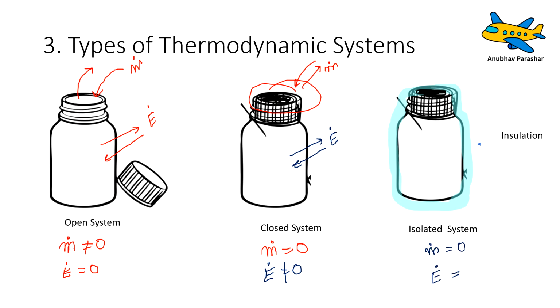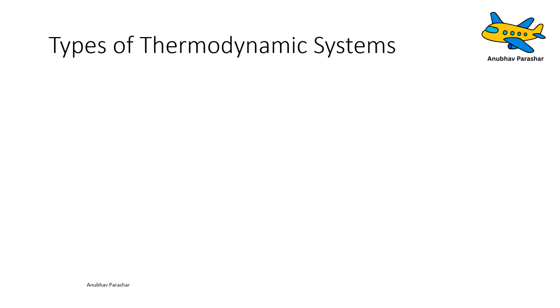If you block both mass transfer and energy transfer, it becomes an isolated system. Now, mass transfer is blocked because you can see the lid is on, right? Now, how to block the energy transfer? If you just put an insulation around the system, insulation is something which does not allow heat transfer to happen. So you can say it is an isolated system, right? So no mass transfer, no heat transfer.